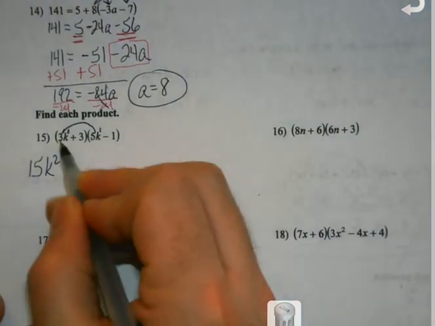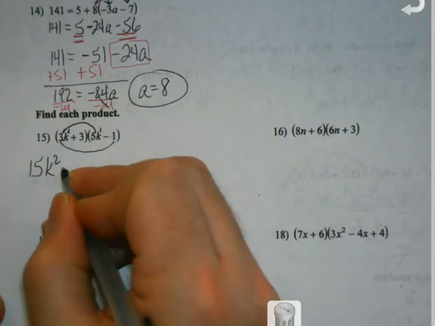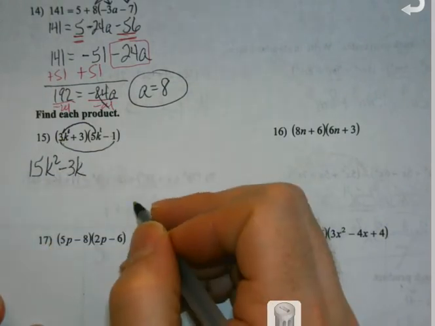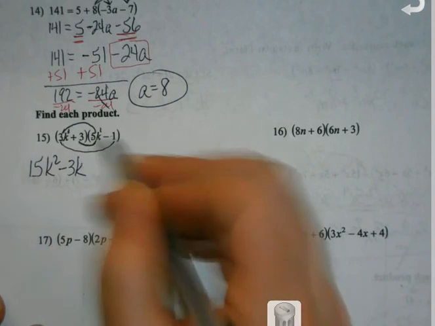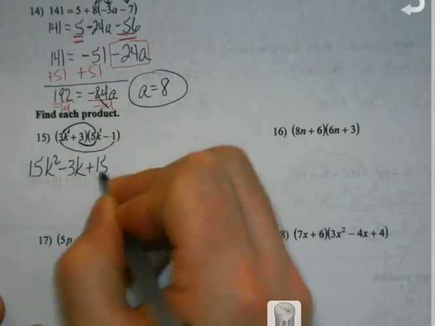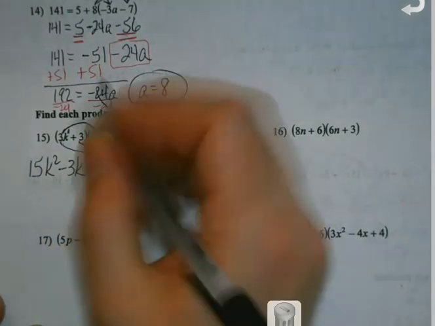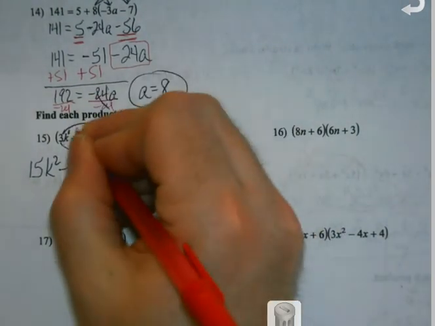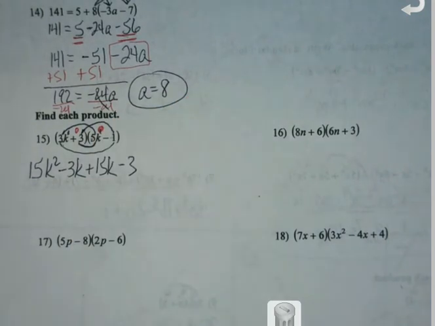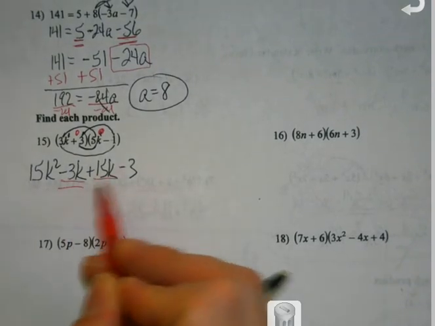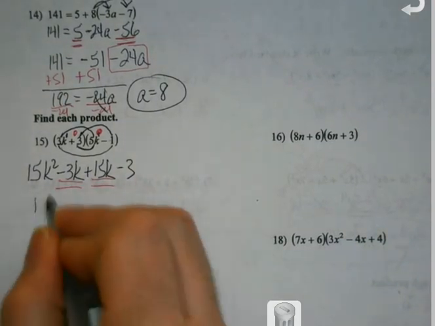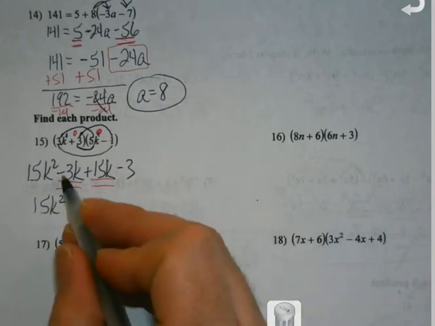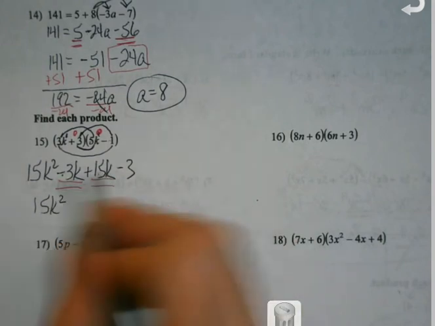And then I'd do my outer. 3k times -1 is -3k. Then I do my inner. 3 times 5 is 15, and I have a k there. And then 3 times -1 is -3. And again, if I do it right, that little dude's face shows up with my foiling. And the only thing I'll have left to do is to combine the terms that are alike. Watch your signs. -3 plus 15, so it's like 15 minus 3.